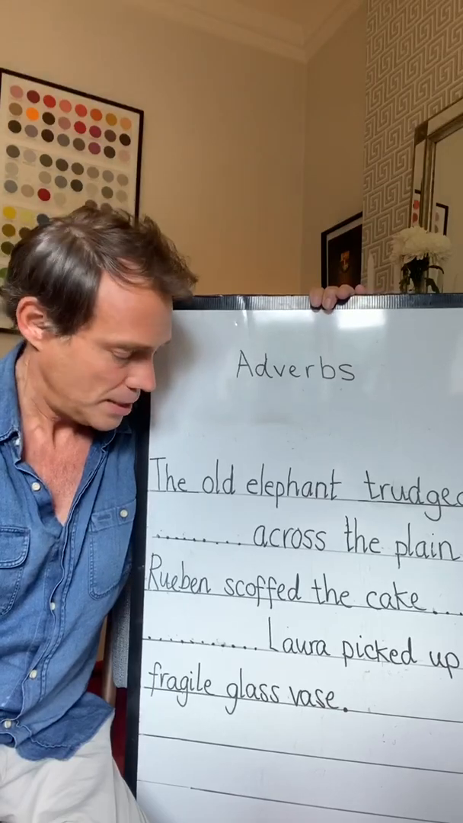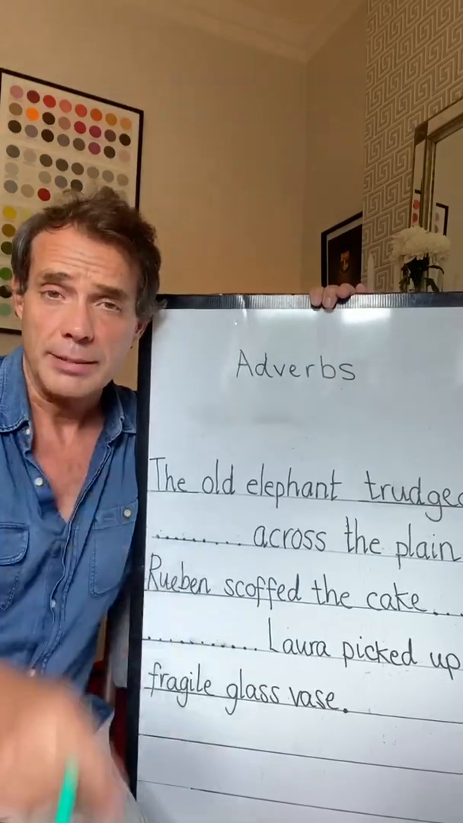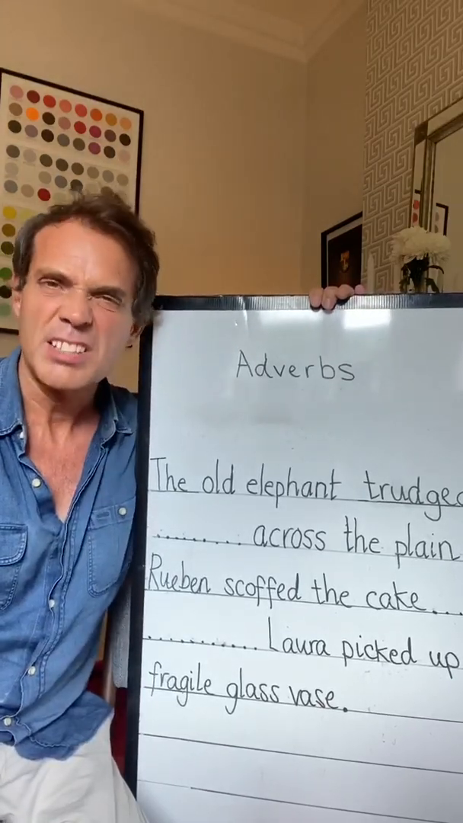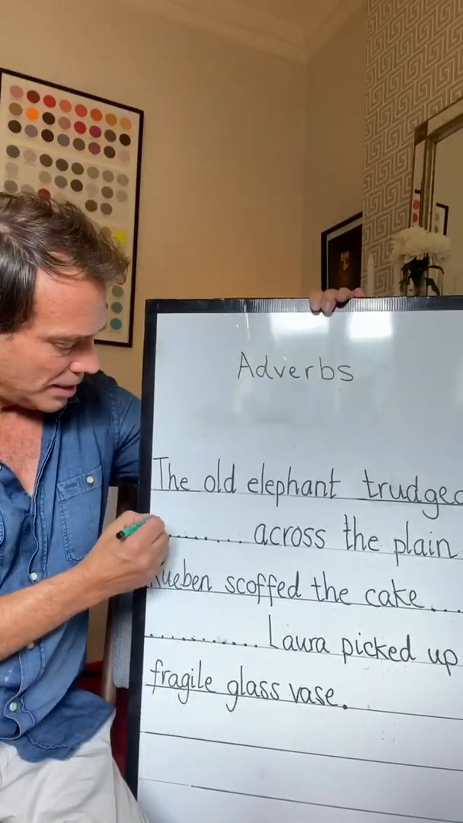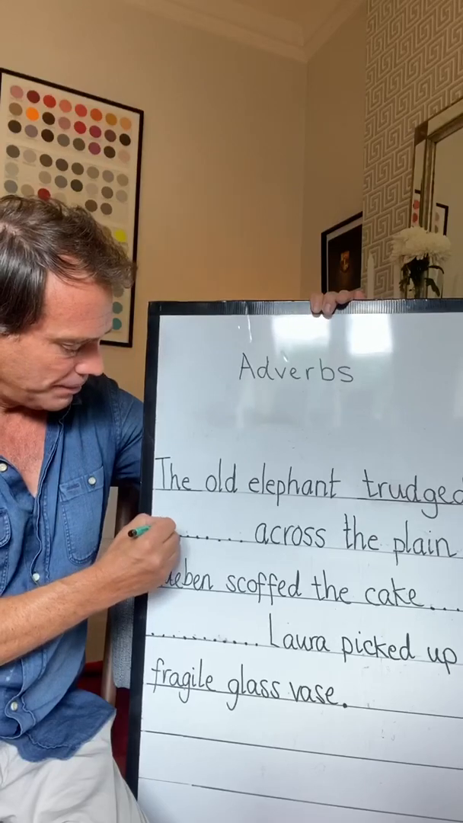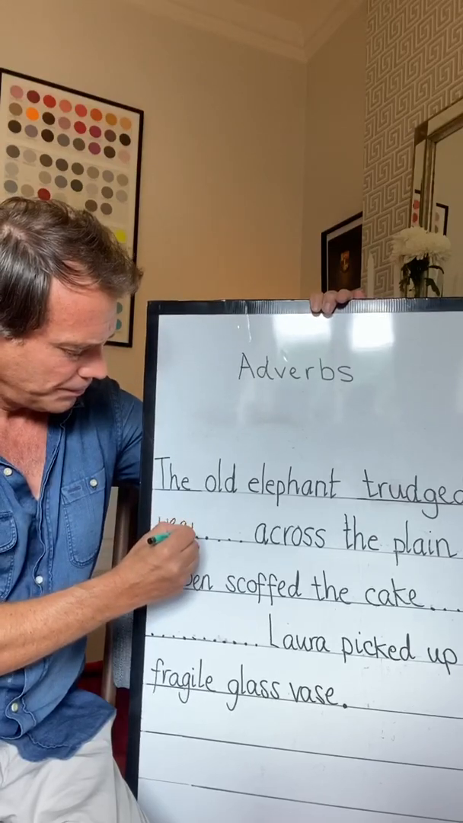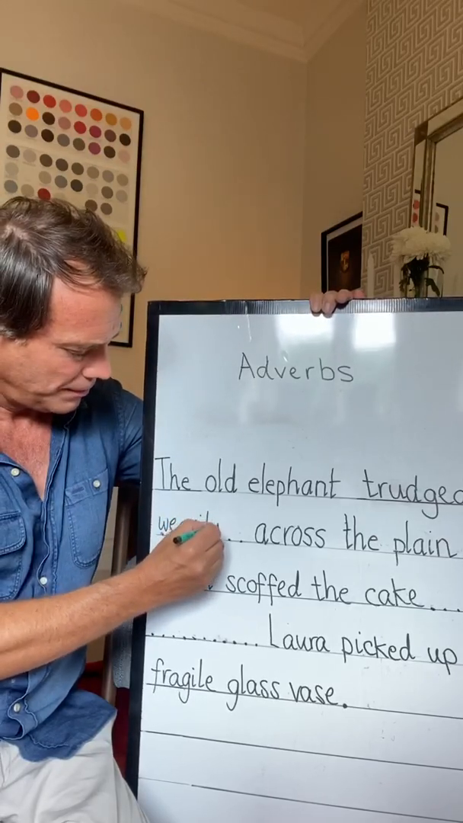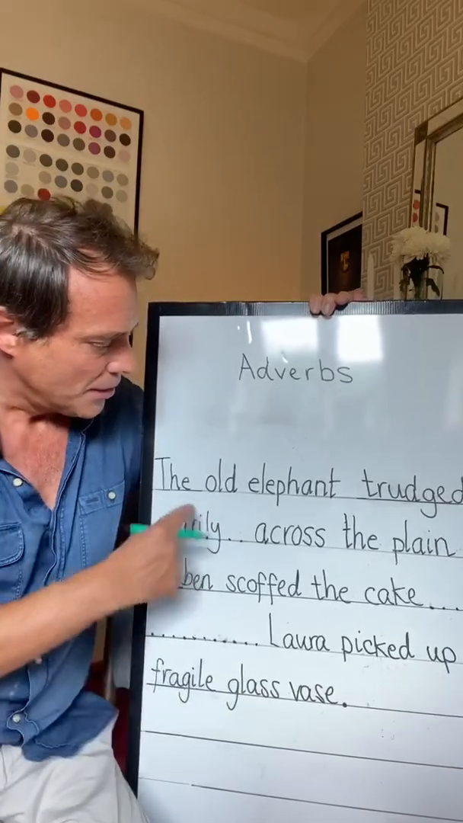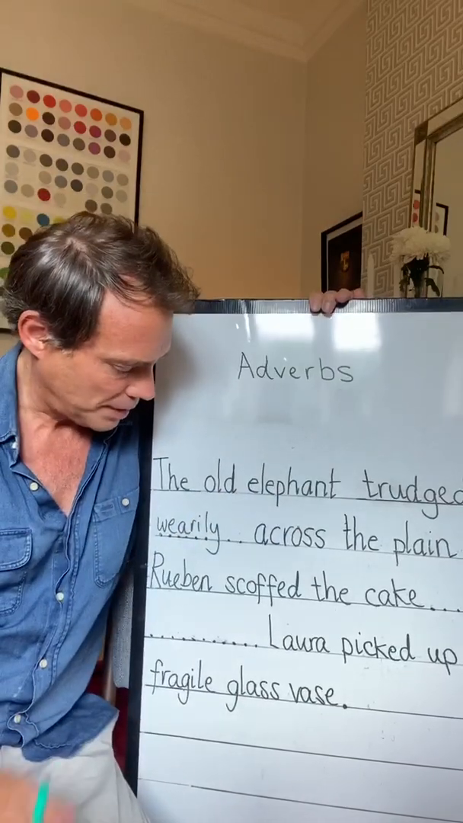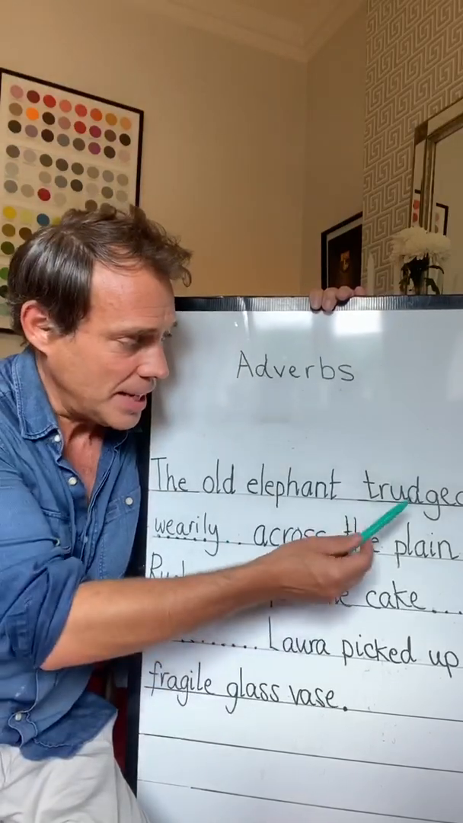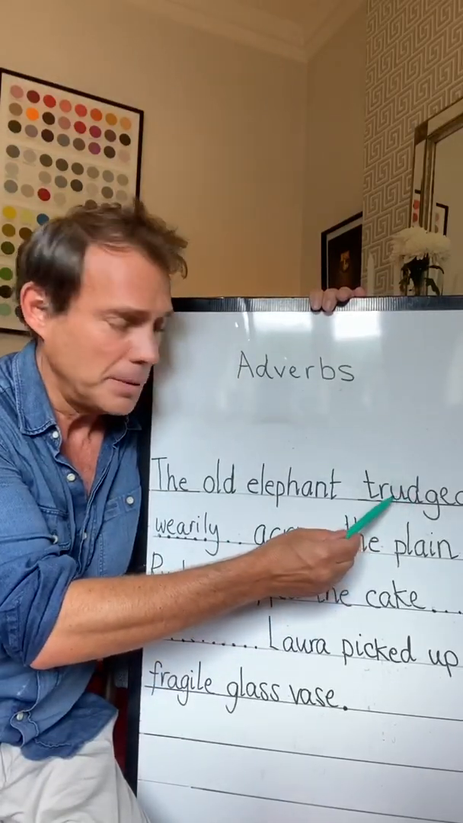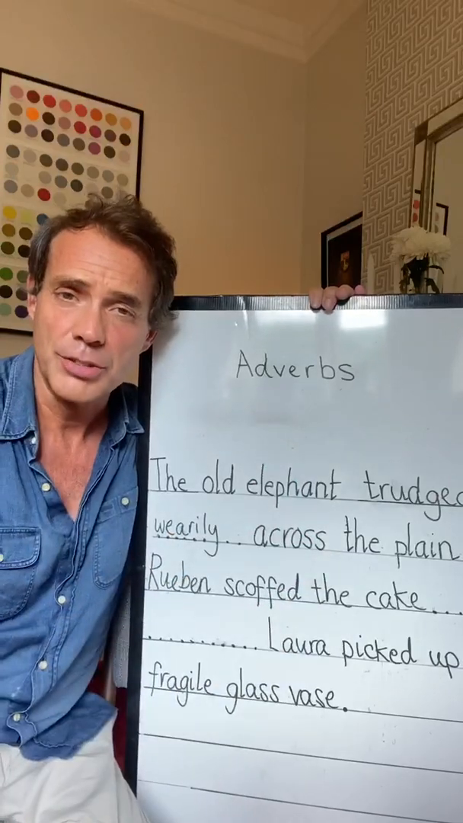Trudged slowly. How about wearily? Wearily. It's kind of tired. You can picture this tired elephant. Let's write wearily. Okay. The old elephant trudged wearily across the plain. Wearily is the adverb. It's giving us extra information about the verb, about how the elephant trudged. Okay?